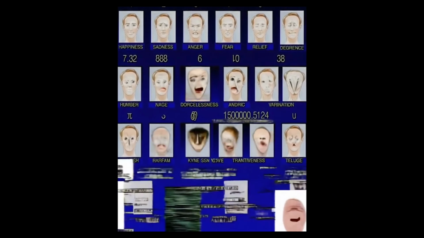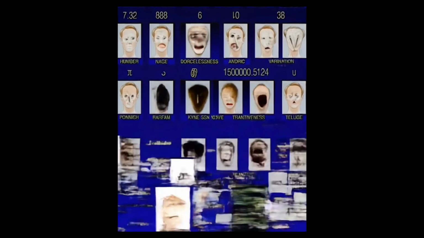Have you ever heard of Loeb? Well, sometimes monsters aren't born, they are made.